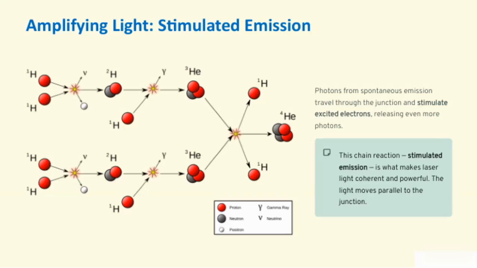Let's dive into what makes laser light so unique. It all starts with stimulated emission, a chain reaction where photons trigger excited electrons to release even more photons. This process amplifies the light, making it coherent and powerful. The light waves all move in sync, traveling parallel to the junction, creating that focused beam we know as laser light. It's this amplification that sets lasers apart from ordinary light sources.